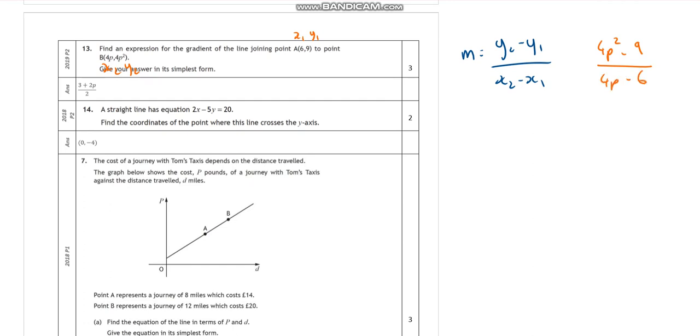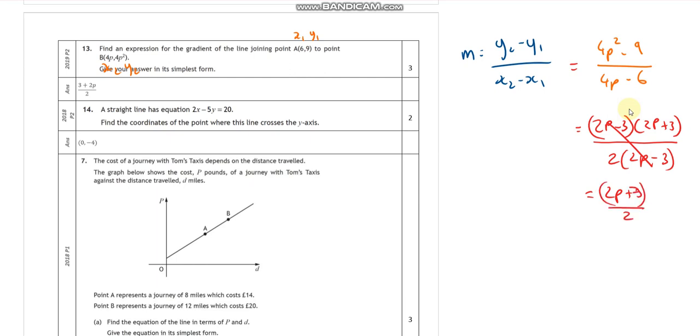And then we're just factorizing. What can I take out of the top and what can I take out of the bottom? Well, on the top, I could do difference of two squares. I could say that's 2p take away 3 and 2p plus 3. Because all I'm doing is saying that's a squared take away b squared, the square root of this, square root of that. And I'll divide that by, take out 2 as a common factor, so it's 2 lots of 2p take away 3. They cancel out. You're left with 2p plus 3 divided by 2. Excellent.